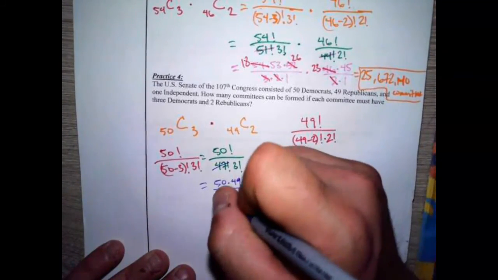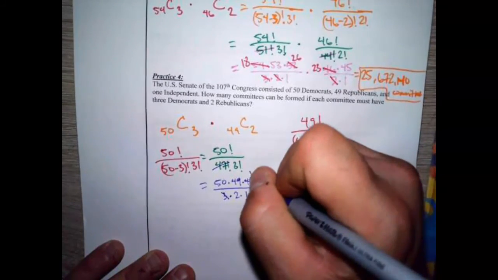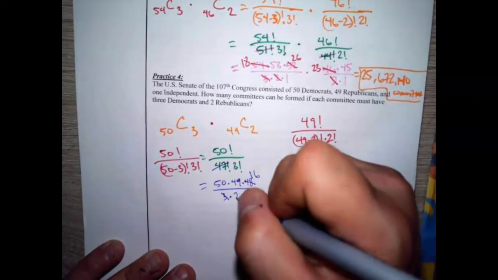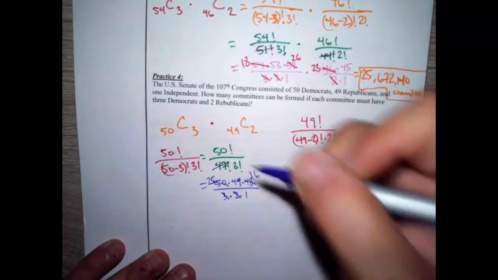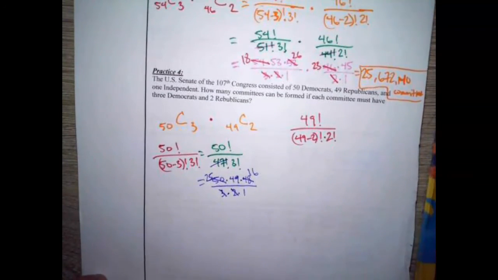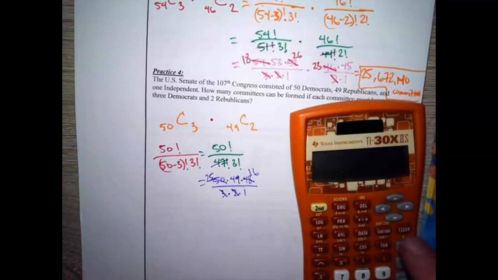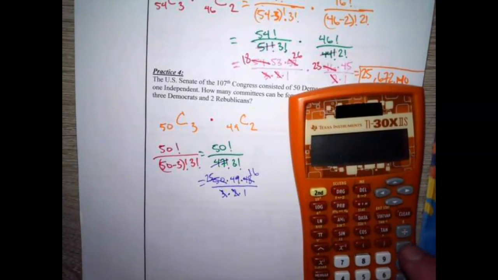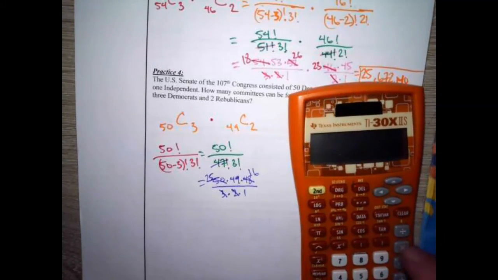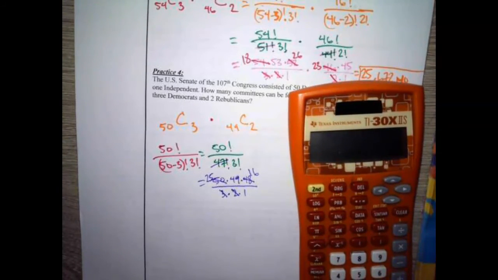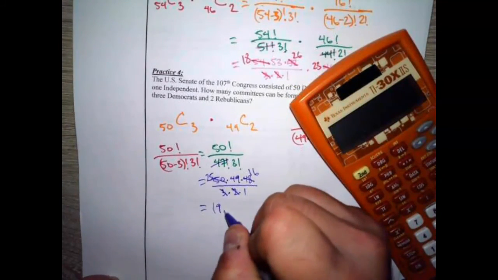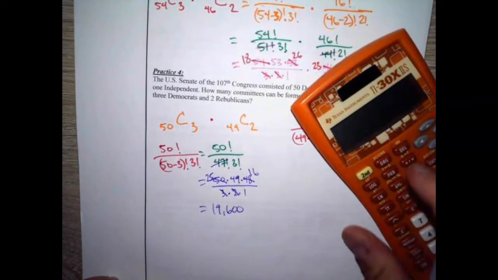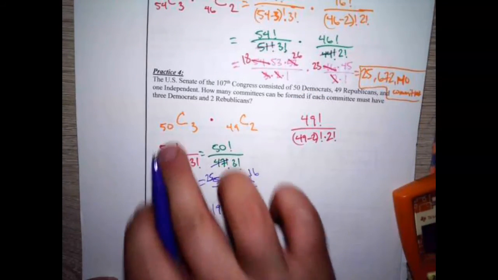We can cancel the 3 with the 48. It goes in 16 times. We can cancel the 2 with the 50. It goes in 25 times. And that's it. Now we can calculate 25 times 49 times 16. 19,600 different ways. 19,600 different ways to select 3 Democrats from 50 Democrats.